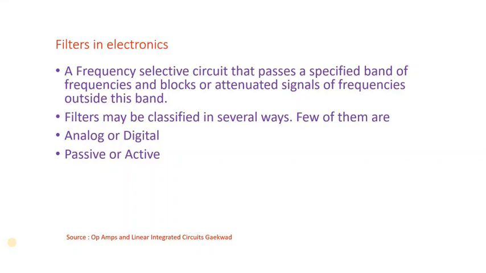So analog or digital depends upon the type of signals the filters are going to filter. If you are filtering analog signals, they fall in the category of analog filters. If you are filtering digital signals, they fall in the category of digital filters. Passive: if you are using only components like resistance, inductance and capacitors, they fall in the category passive. And if you are using BJTs, diodes and MOSFETs, then it falls under the category of active filters.